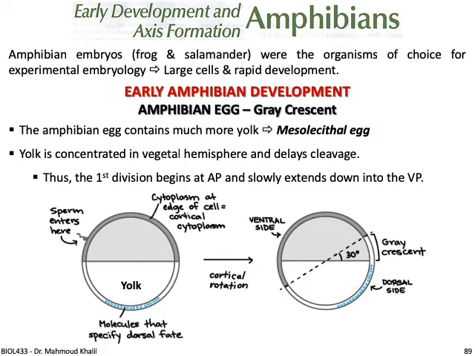cytoplasm at the edge of the cell is called cortical cytoplasm. Once there is fertilization, as we said before, there is a cortical rotation. This cortical rotation leads to the merging of the cortical cytoplasm of the ventral part with the cortical cytoplasm of the animal part. The merge leads to the movement of the blue molecules into the dorsal side, and the formation of a region called the gray crescent. So gastrulation begins and starts at that location.